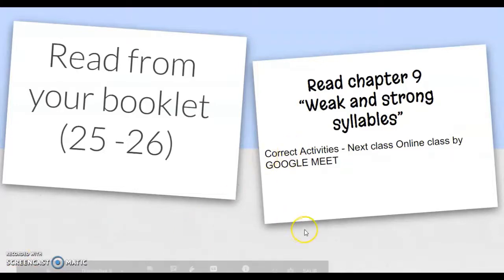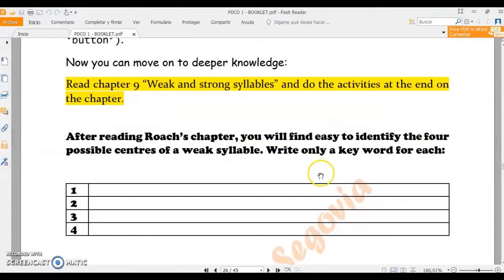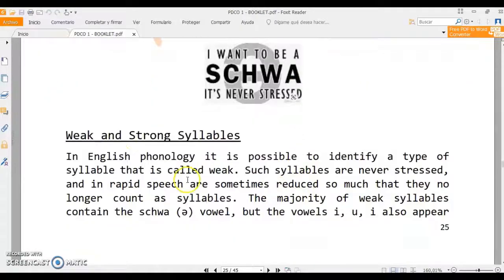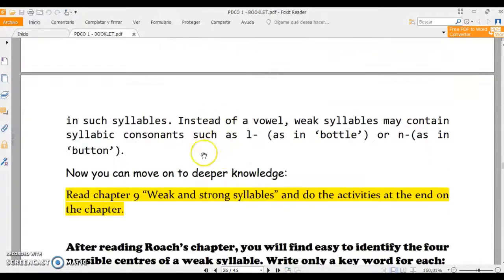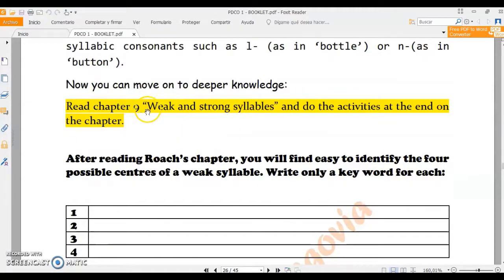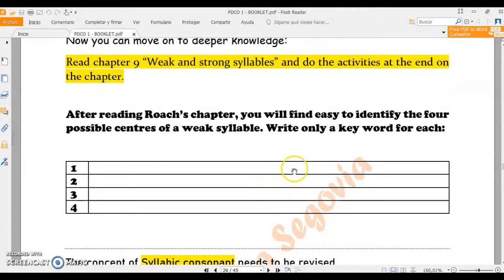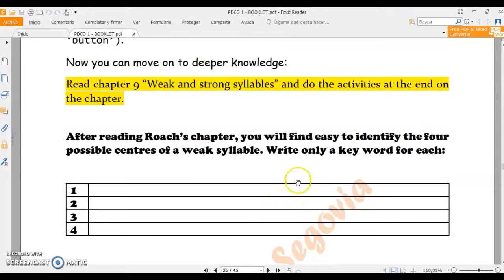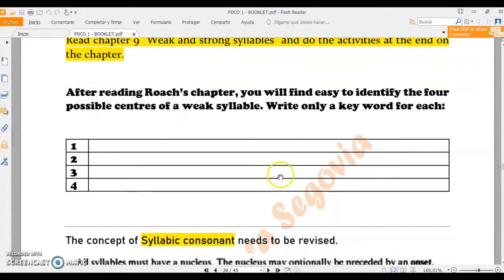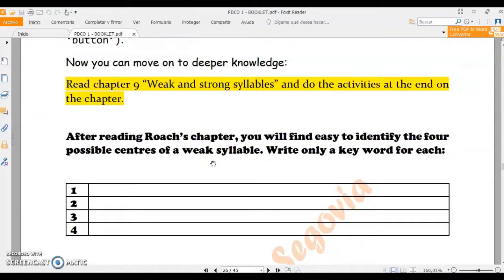Let me see if I can share here. But here you have the booklet, weak and strong syllables. You read the theory here, the explanation, and then you read chapter 9. And after reading chapter 9, weak and strong syllables, please identify the four possible centers of a weak syllable. Why? Because to understand what the characteristics of a strong syllable are, we have to know the characteristics of the ill sister, the weak syllables, or the ill brother, okay? So you do this, and also you read chapter 9.